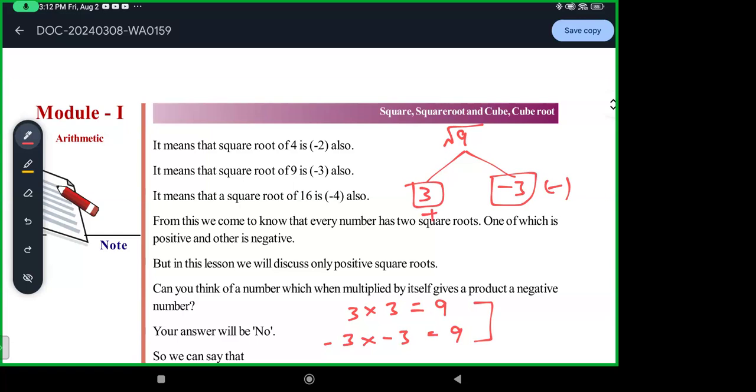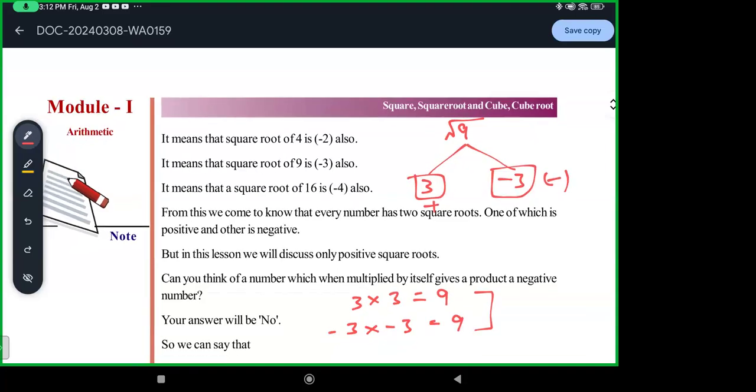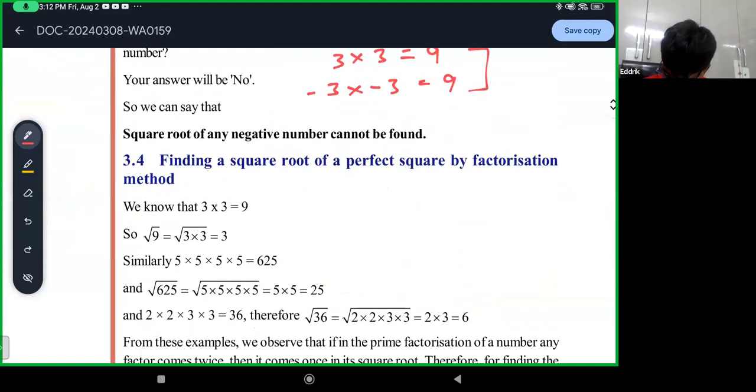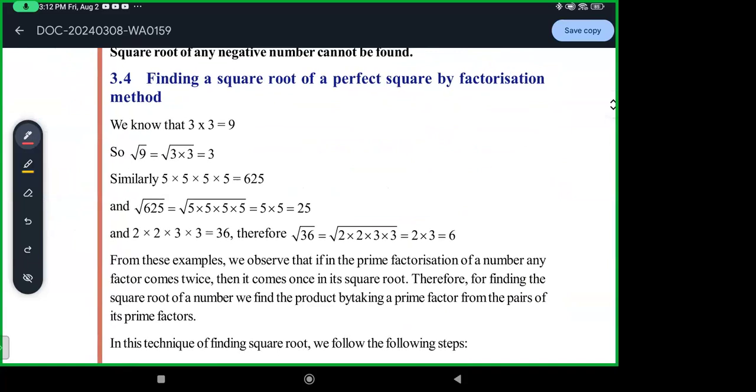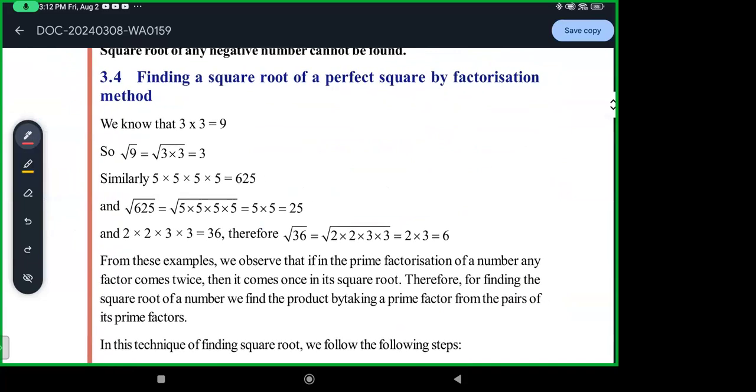Okay, but in most cases, when we operate, we just use the absolute value, that means the number itself, without any sign. Okay, then finding a square root of a perfect square by factorization method. So two methods are there, and I'm going to discuss both of them.